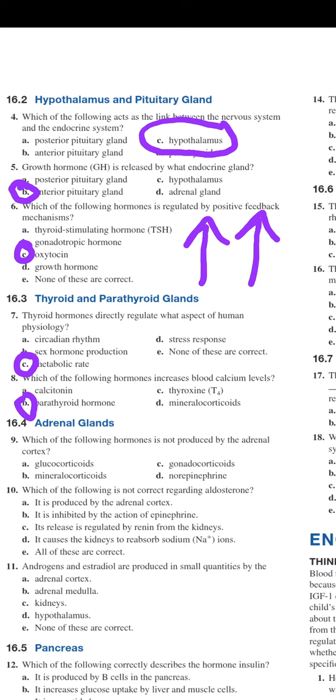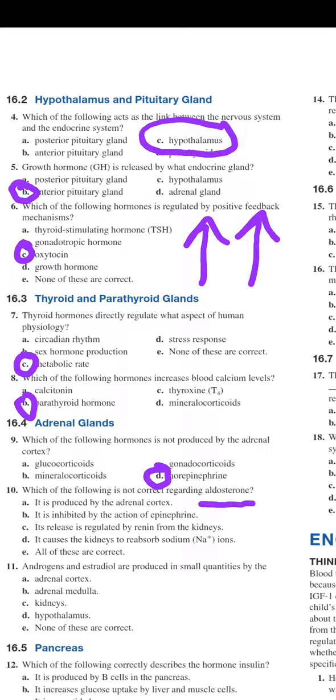For me, a really easy way to remember it is that the ephrin family, norepinephrine and epinephrine, are produced by the adrenal medulla. The other families, especially the coids, are produced by the adrenal cortex. Hopefully that helps in memorizing. So all of these coids come from the adrenal cortex, the efferent family from the adrenal medulla. Which of the following is not correct regarding aldosterone?